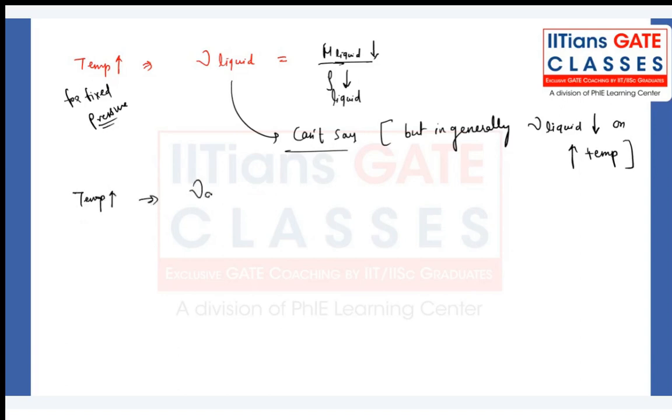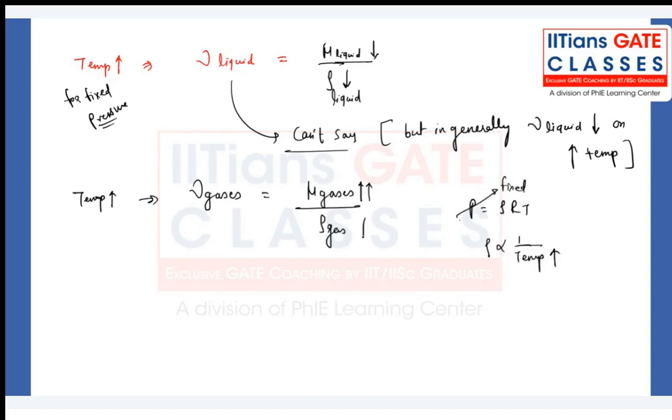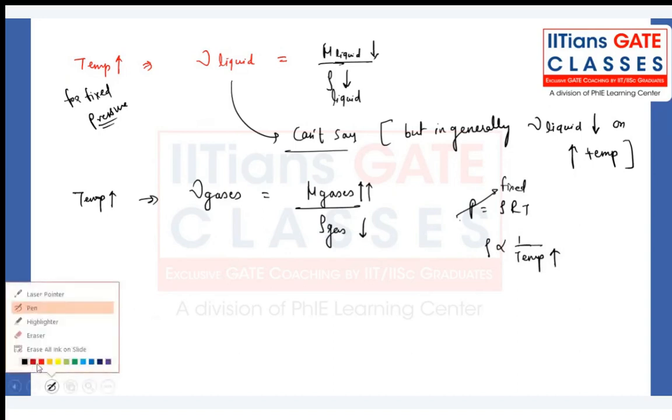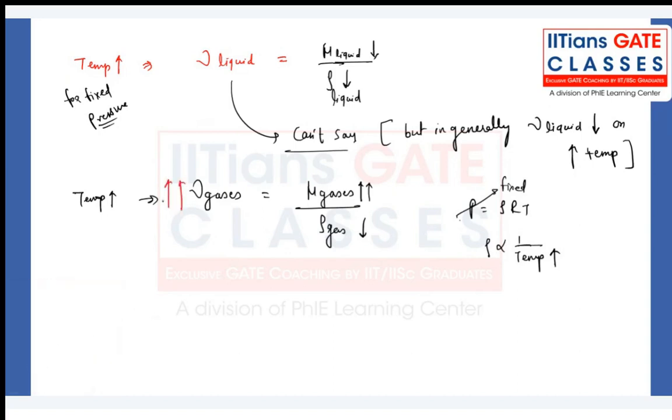Then what about the kinematic viscosity of the gases? Will it increase or decrease? So for that we have to write mu of gases by rho of gases. So mu is automatically increasing, and what about the density of the gases? P is equal to rho RT, right? For a fixed pressure, this will be inversely proportional. So when I increase the temperature, the density will be decreasing. So both are contributing to rapidly increase the kinematic viscosity of the gases, right?